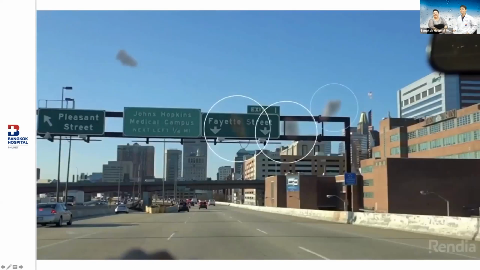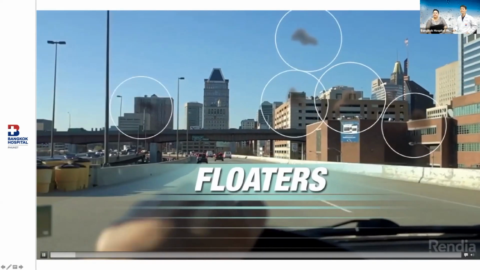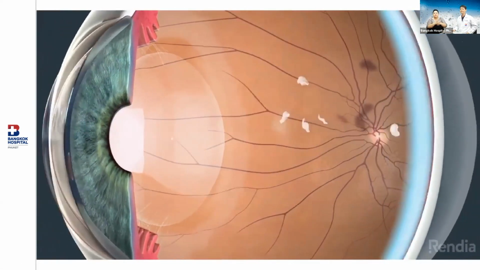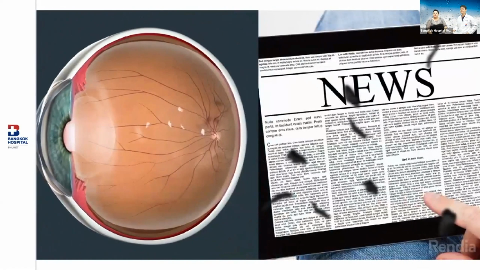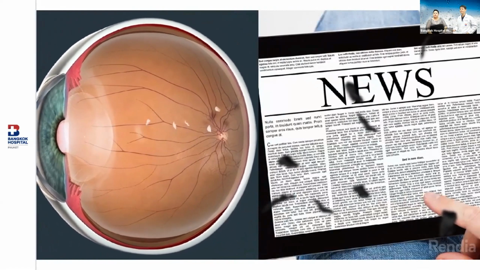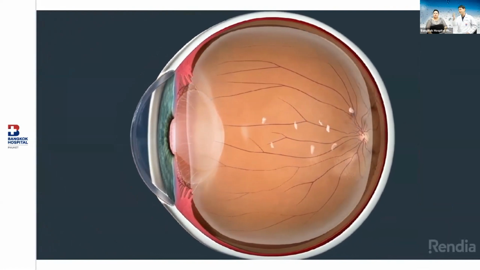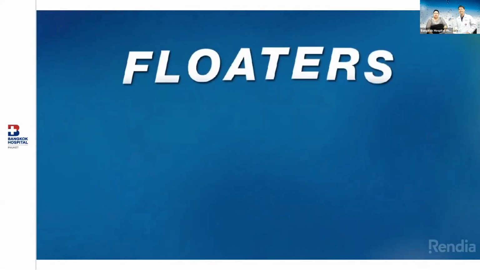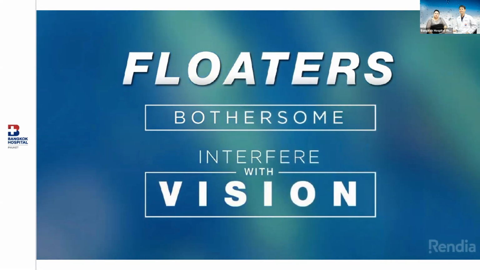This may indicate the presence of floaters, small specks of tissue within the vitreous, the gel-like material that fills your eye. Floaters can cast shadows on the back of your eye, causing tiny specks to drift across your vision. Floaters can become more common as the vitreous shrinks over time, like a cloudy gel just floating in the back of the eye. Floaters are not only bothersome, they can also interfere with your vision.